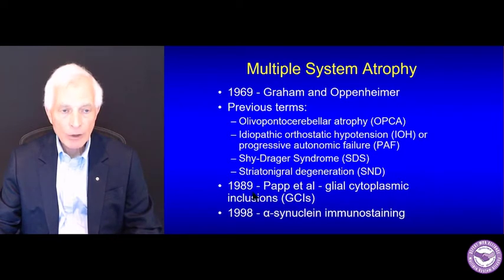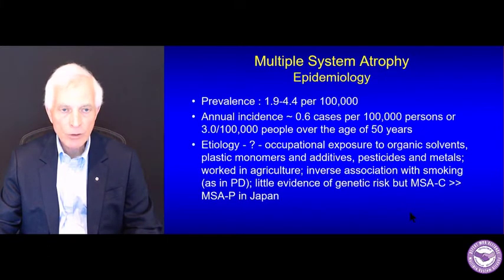It wasn't until about 20 years later that Papp and Lantos and others found under the microscope these entities called glial cytoplasmic inclusions, and I'll show you these later in the talk. And these little inclusions in cells characterized all of these disorders and really confirmed Graham and Oppenheimer's suspicions that we were dealing with a single disorder. A little less than 10 years later, it was recognized that that protein, alpha-synuclein, was the dominant protein that accounted for these GCIs, or little inclusions. And this was defined on staining under the microscope with antibodies against alpha-synuclein.